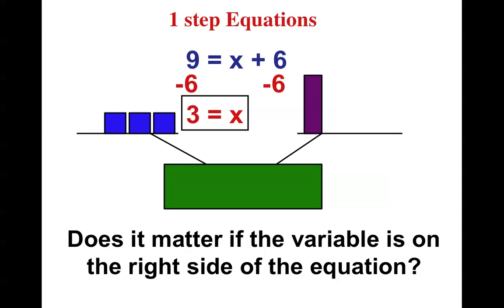X equals 3. All right, if I have variables on the right side, once again, how do I get the variable by itself? Well, what I do, I subtract 3, and then I subtract 3. Whatever I do to one side, I have to do to the other side. That's what keeps it balanced.